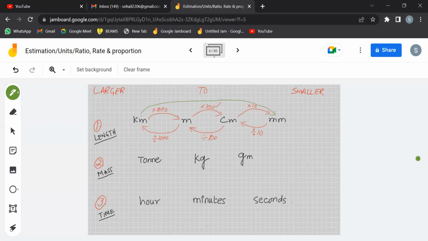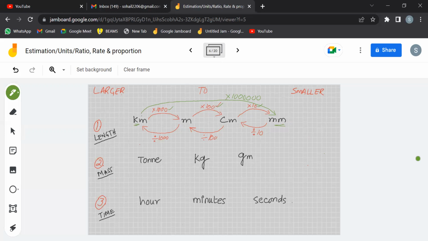So count the number of zeros. There are 3 zeros, 2 zeros, and 1 zero. So 3 plus 2 plus 1, you multiply by 1, 2, 3, 4, 5, 6 zeros. So when you multiply by 1 million, we can directly move from kilometer to millimeter, and from millimeter to kilometer, you divide by 1 million.